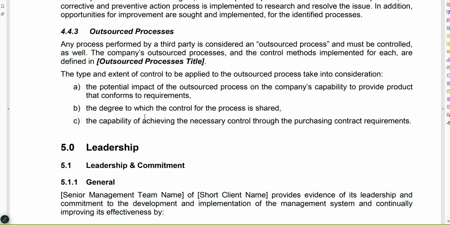Now, the type and extent of control to be applied to the outsourced process take into consideration the following. So the potential impact of the outsourced process on the company's capability to provide product that conforms to the requirements, then the degree to which the control for the process is shared, and then the capacity of achieving the necessary control through the purchasing contract requirements.